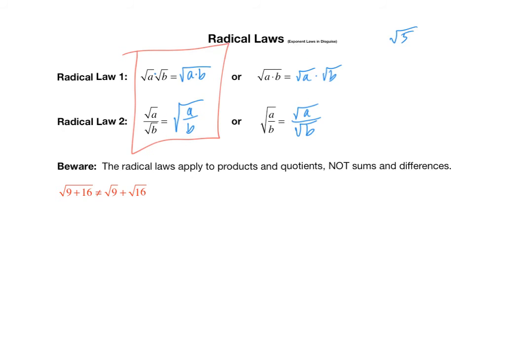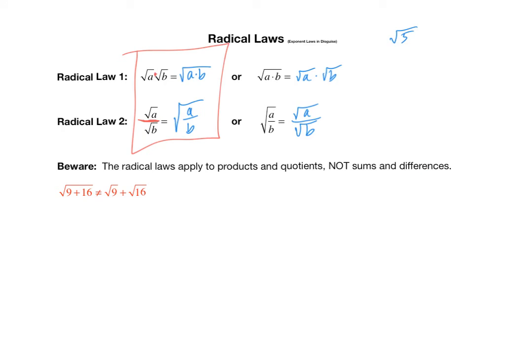Now, before we do some examples with this, let's make sure it's clear. Just like the exponent laws, really the radical laws actually are part of the exponent laws. The radical laws only apply to products and quotients. Notice we have a product here and we have a quotient here. It does not apply to sums and differences.